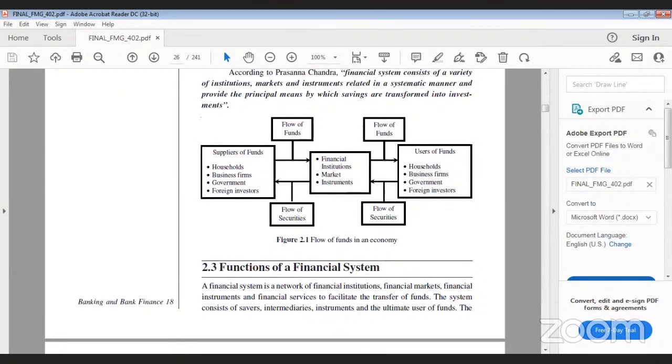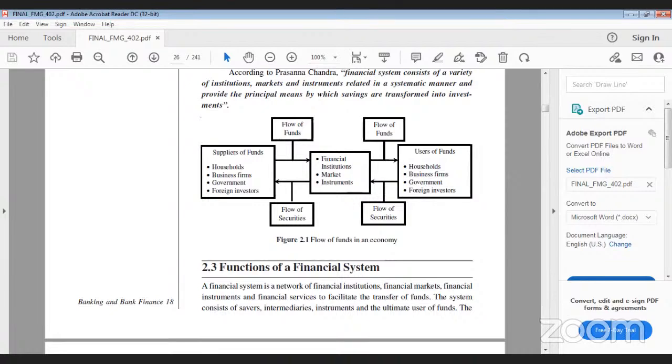Supply of funds: household, business, loans, government, foreign investment, flow of securities, financial institutions, markets, flow of funds, user of the funds, meaning supply and user. These are the main factors which are related with finance: households, business firms, government, and foreign investment. These come under the use of funds and in the supply chain. So these are the main interlinks between the financial institutions and markets.